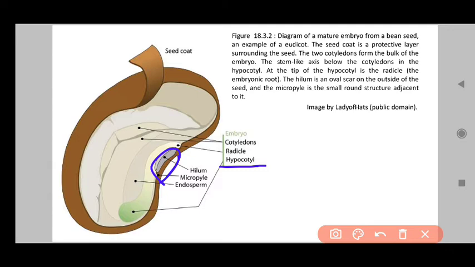And this part is your cotyledon. Below the cotyledon is known as the hypocotyl region, and above the cotyledon is the epicotyl region.